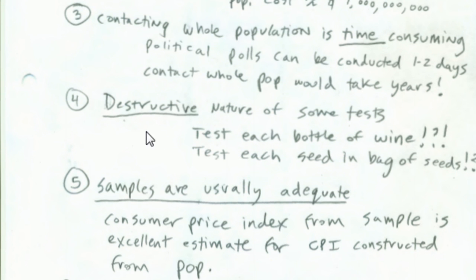How about the destructive nature of some tests? If you're making wine and manufacturing, you cannot test every single bottle of wine. If you make seeds for farmers, you can't go out and test every single one because then there'd be none left.